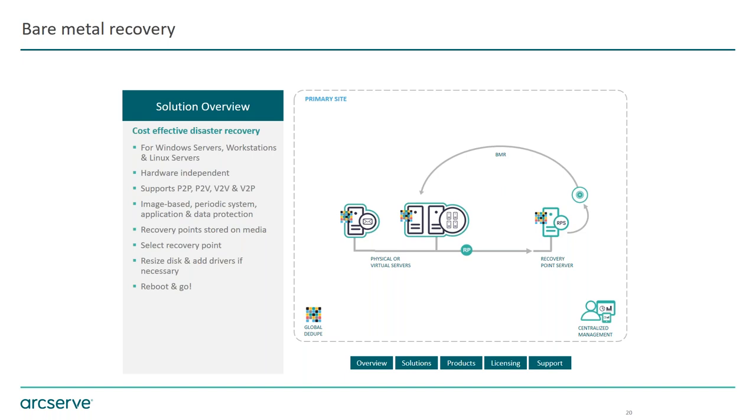You can also, for example, convert a virtual backup back onto a physical server. It might be that you want to restore a physical server onto a virtual machine. You can use BMR for that as well, or restore from one hypervisor to another. So it's very flexible and allows you to recover quickly at a system level. And we support that across Windows servers, Windows workstations, so anything from Windows 7 to Windows 10, and also Linux server distributions as well.